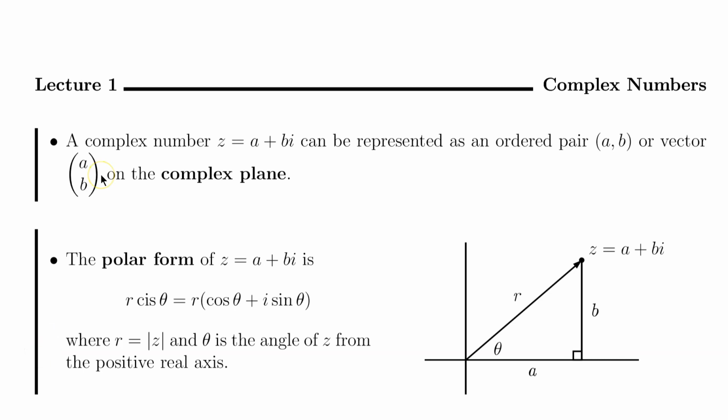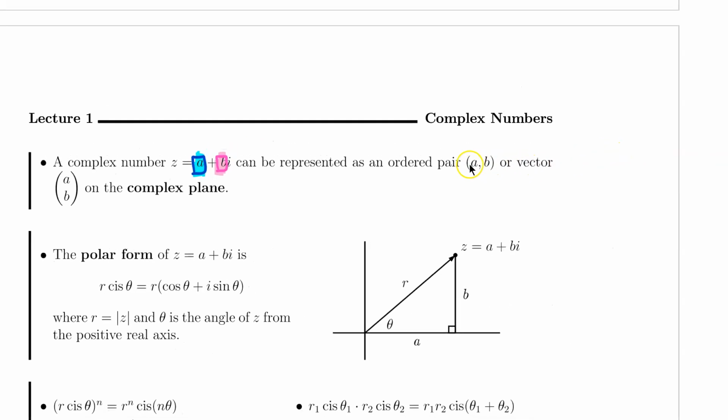A complex number is basically just a number that can be written as a plus bi, where this a here is just any real number and this number b here is just another real number. So we can extract the parameters a and b and write them as an ordered pair (a, b). When we have an ordered pair, we can think of this (a, b) as a point in the plane.